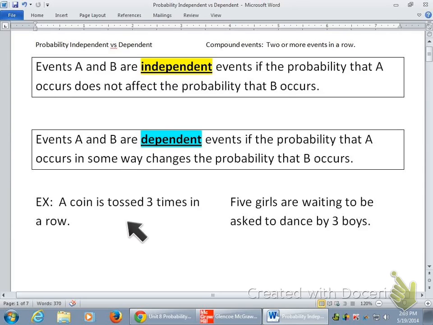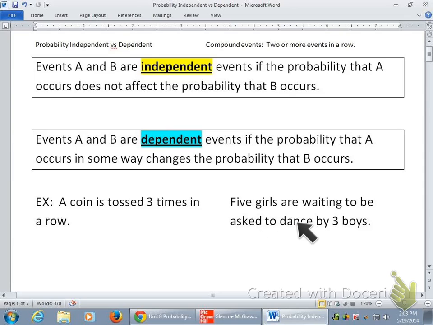And let's look at these two situations here. All right? Disregarding their political correctness, let's talk about them. So, like we said, every single toss right here has no bearing. The first toss has no bearing on the second toss, and the second toss has no bearing on the third toss. So every toss would be 50% for heads or tails.